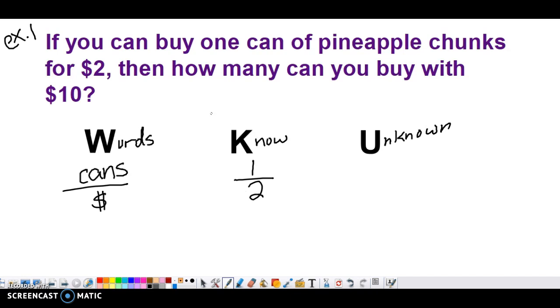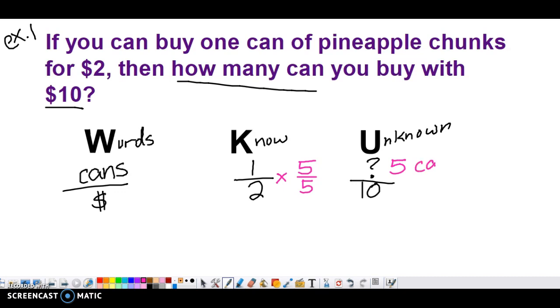And what is unknown? It says how many can you buy with $10? How many what? How many cans is the question mark, but we do know that there's $10 spent, okay? So how do we get that 2 to turn into a 10? Okay, good job. Times 5, times 5, 5 on the top, 5 on the bottom. So our answer is going to be 5 cans for $10.